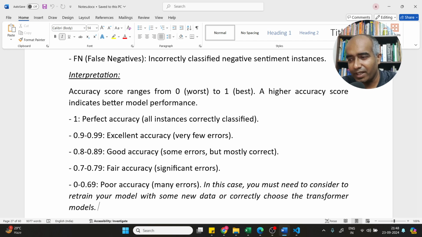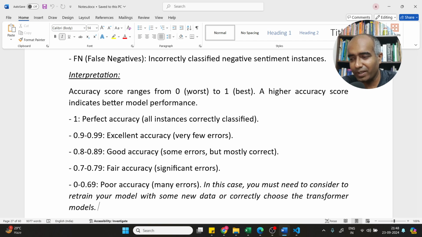Then 0.8 to 0.89 is good accuracy. There are some errors, but mostly they are correct. 0.7 to 0.79 means fair accuracy. Significant errors are there. You need to modify your model. You need to train your model more, and you may need to train it with some more data.